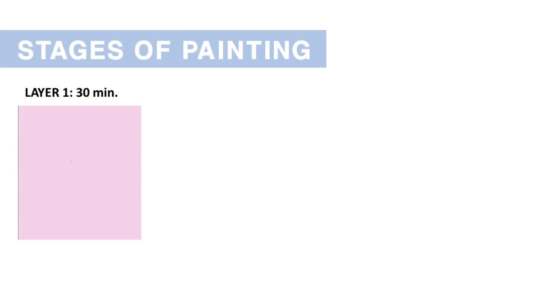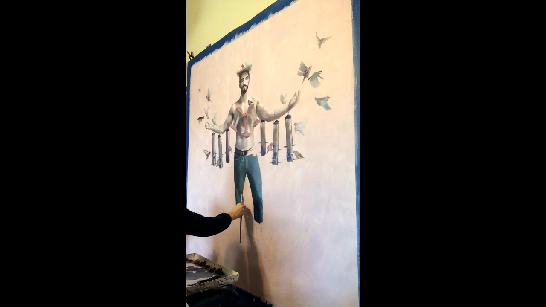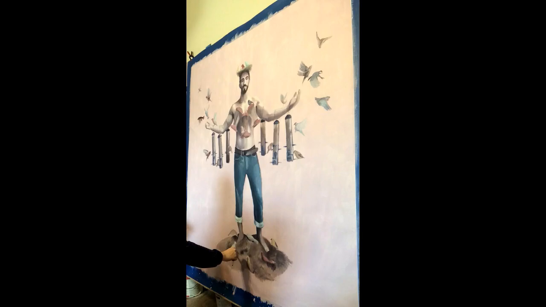In the second layer, I then draw out the figure and arrange the composition, and then I go in and thinly paint in the values. So that's actually what you see me doing here in the video. It's at this point that my only focus is on the accuracy of the drawing and the values. I'm not really concerned about color. I just need to get this initial thin layer down.